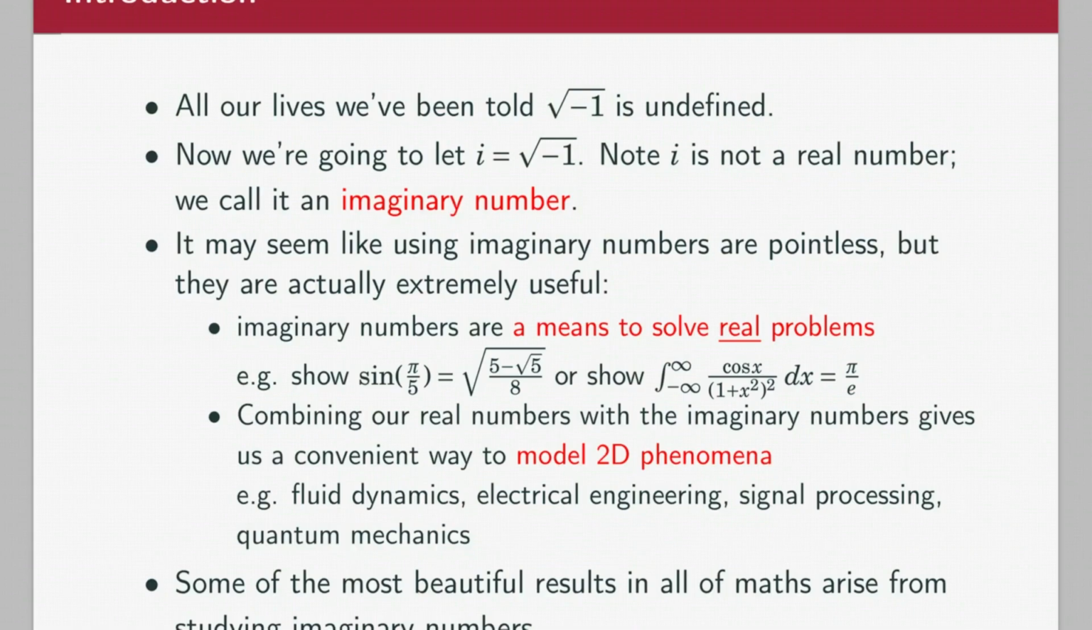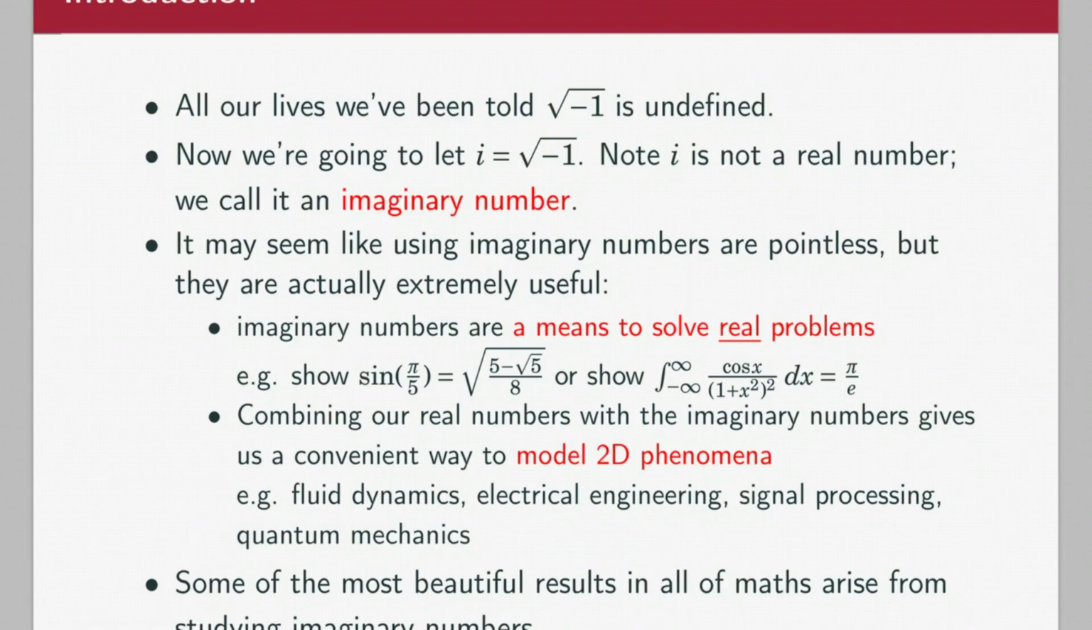We're actually going to say, alright, what if we let the square root of a negative number be defined? In particular, we're going to take the square root of negative 1 and define that to be i. Now obviously this i is not a real number. It does not physically exist. So we call it an imaginary number, because that's literally what it is. Like I said, this may seem like a crazy idea and kind of pointless, but as you will see by the end of this video, it's actually extremely useful.